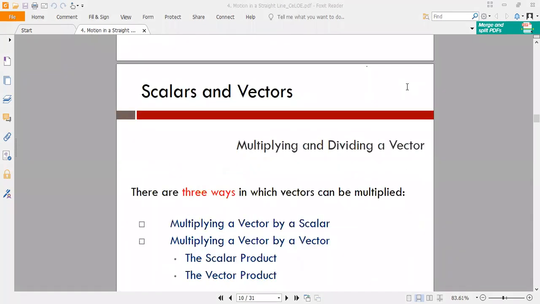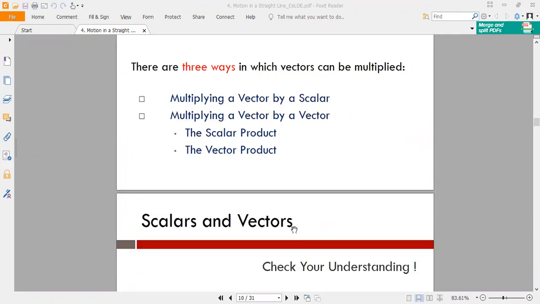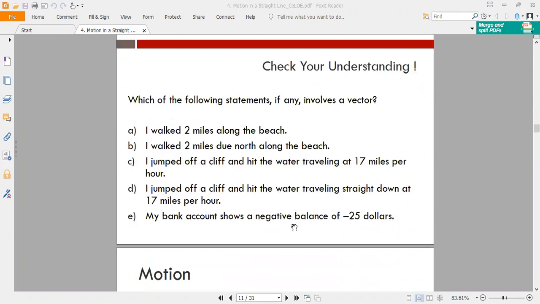Now, this is multiplying and dividing a vector. We already learned how to multiply a vector by a vector and by a scalar. We have the scalar product. Do you remember? A dot B, vector A dot vector B. And for the vector product, we have vector A cross vector B. Okay, so let's check your understanding.